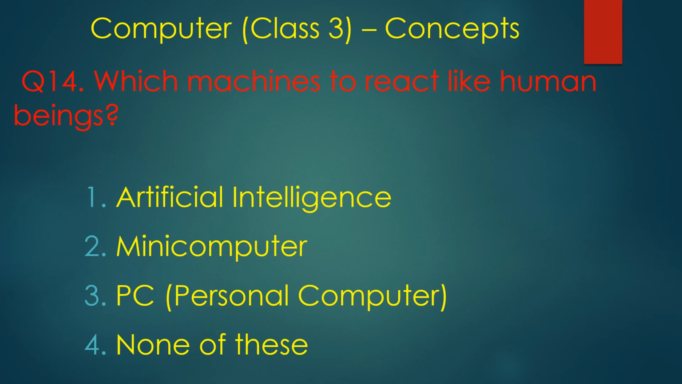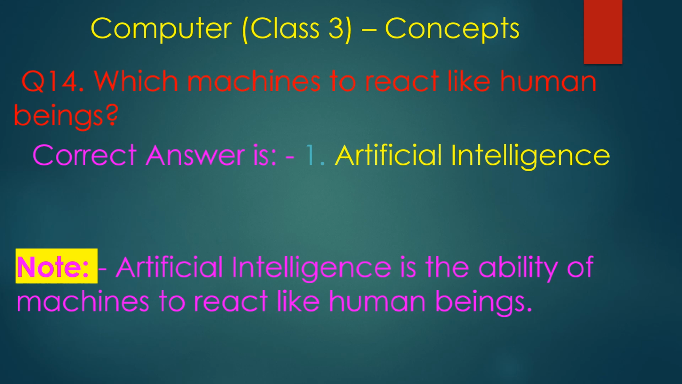Which machine can react like a human being? Artificial intelligence, mini computer, PC personal computer, none of these. Artificial intelligence. Artificial intelligence is the ability of a machine to react like a human being. Artificial intelligence, like a robot.